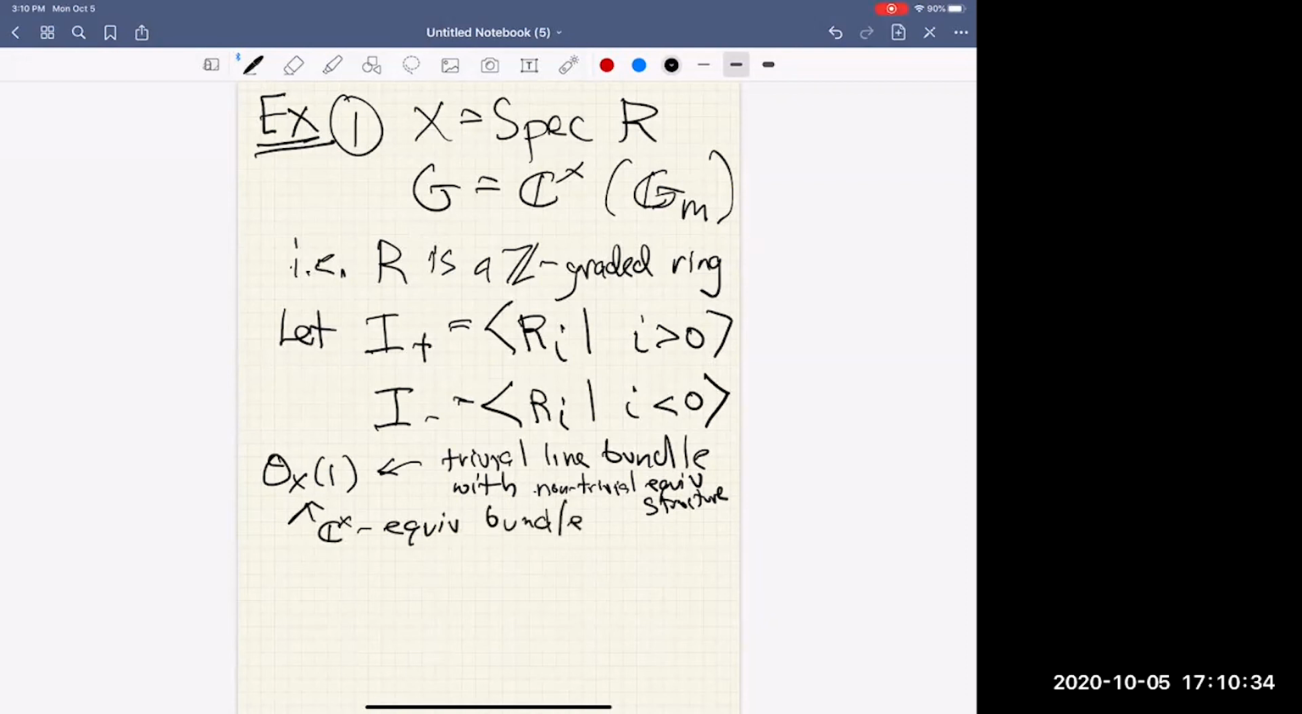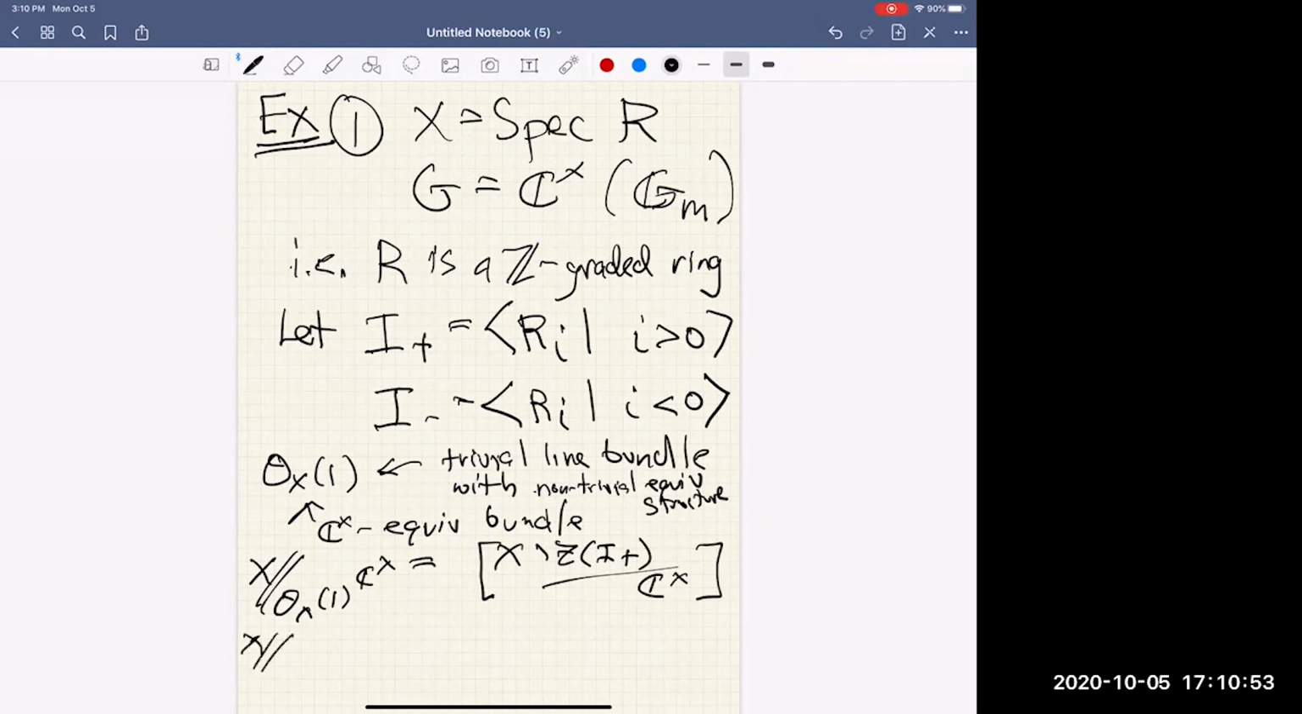So we can form the GIT quotient. And this is just X minus the zero set of this positive ideal. Or this would work for any positive value. You'll get the same thing. For any negative value, you'll delete this negative ideal.